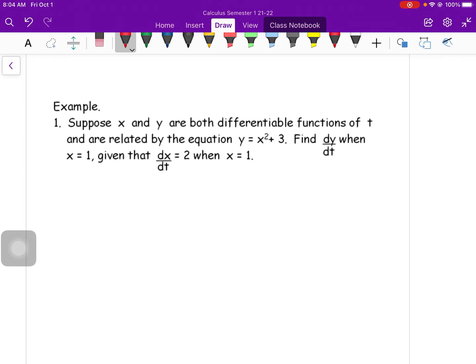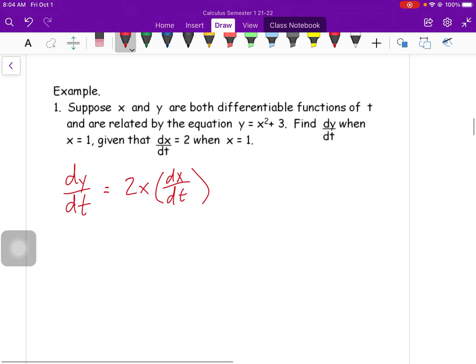Now, I know that when we did implicit differentiation before, we treated everything as an x and did dy/dx, and that was that. But now we're taking the derivative with respect to t. So the derivative of y with respect to t is dy/dt. For the derivative of x squared, we first use the power rule, but then we have to multiply by the derivative of x with respect to t, because x is a function of t, it's not a function of x anymore. And then the derivative of 3 is 0, the derivative of a constant is always 0.